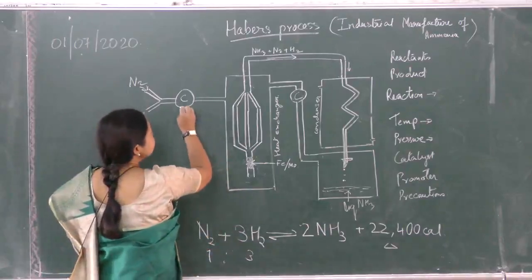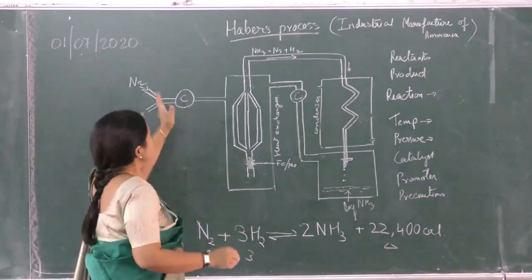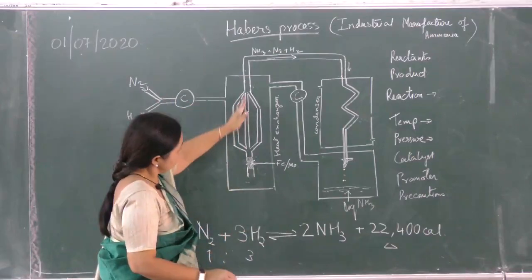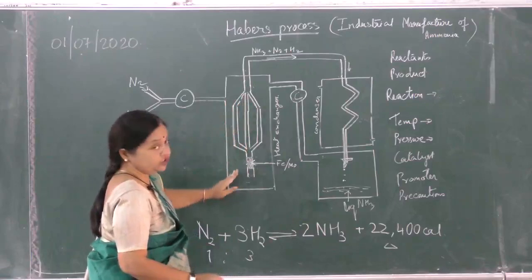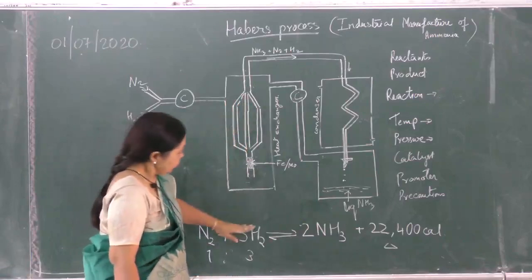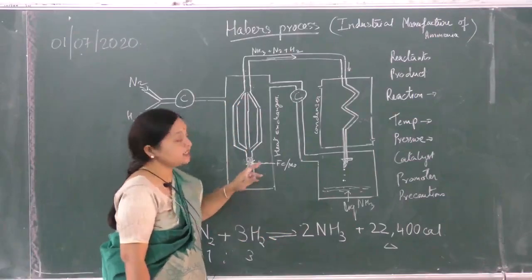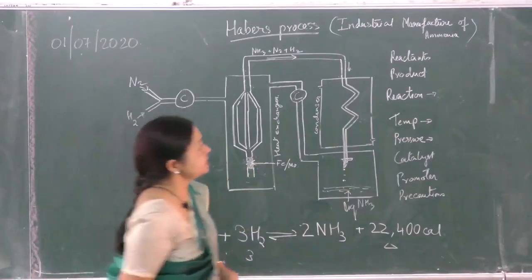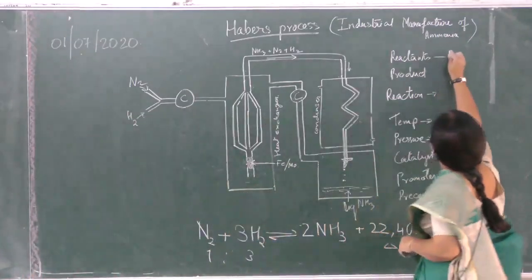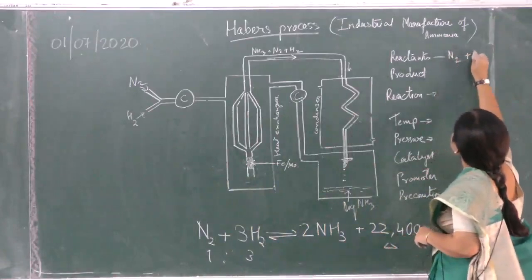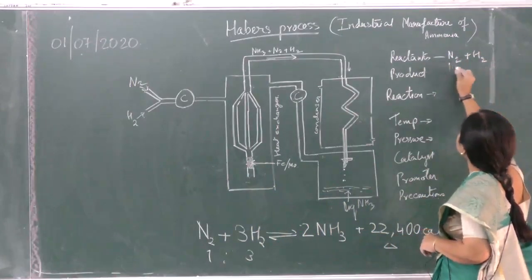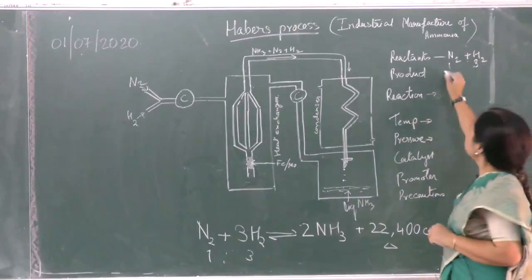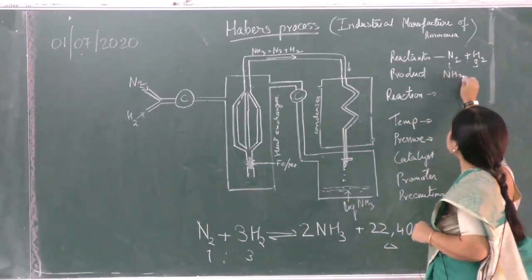Now this compressed nitrogen and hydrogen in the ratio of 1:3 is passed through this chamber. This is the catalytic chamber. In this reaction, what is used as a catalyst? Iron, finely divided iron, is used as a catalyst. So reactants are N2 and H2, in the ratio 1:3. And what is the product? Product is ammonia, NH3, right?